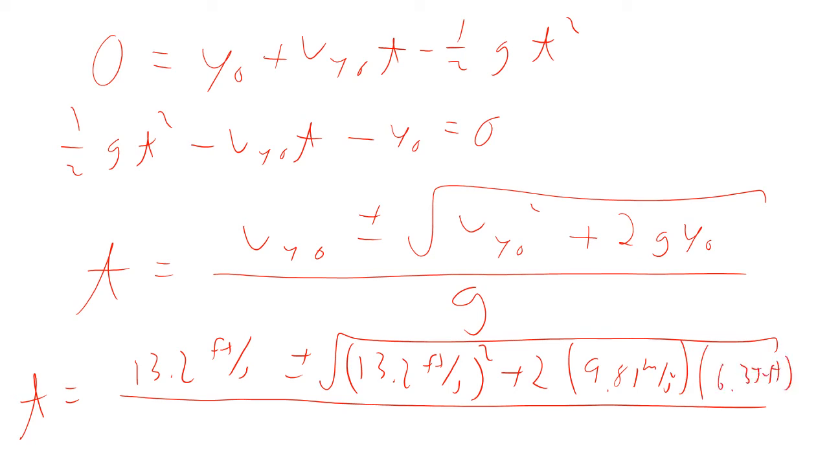times 6.35 feet. Oh, wait, we have a problem. Because in the numerator, feet per second, squared, is feet squared per second squared. Meter per second squared times feet is meter feet per second squared. When you add feet squared per second squared plus meter feet per second squared, it doesn't work. So that means you cannot use 9.81 as g. You must use 32.2 feet per second squared. Now we have feet squared per second squared plus feet squared per second squared. Take the square root, that's feet per second plus feet per second is feet per second, divide by feet per second squared, and the answer comes out in seconds.